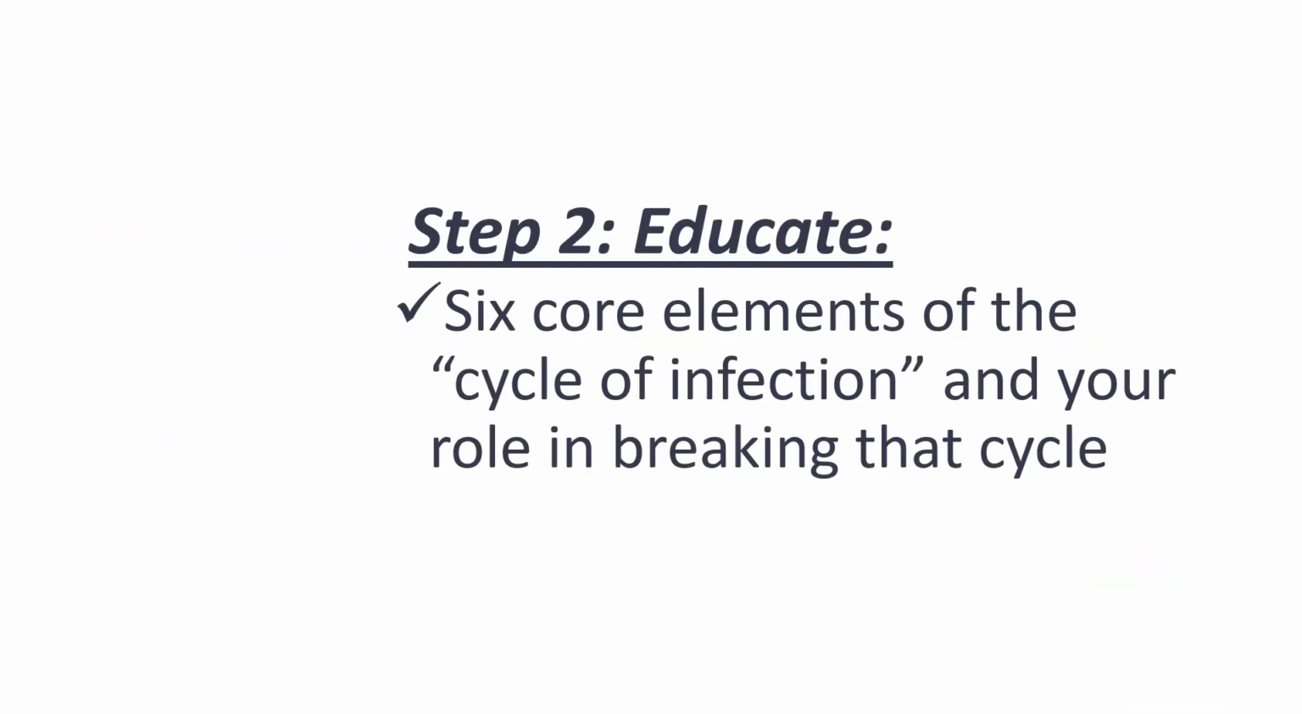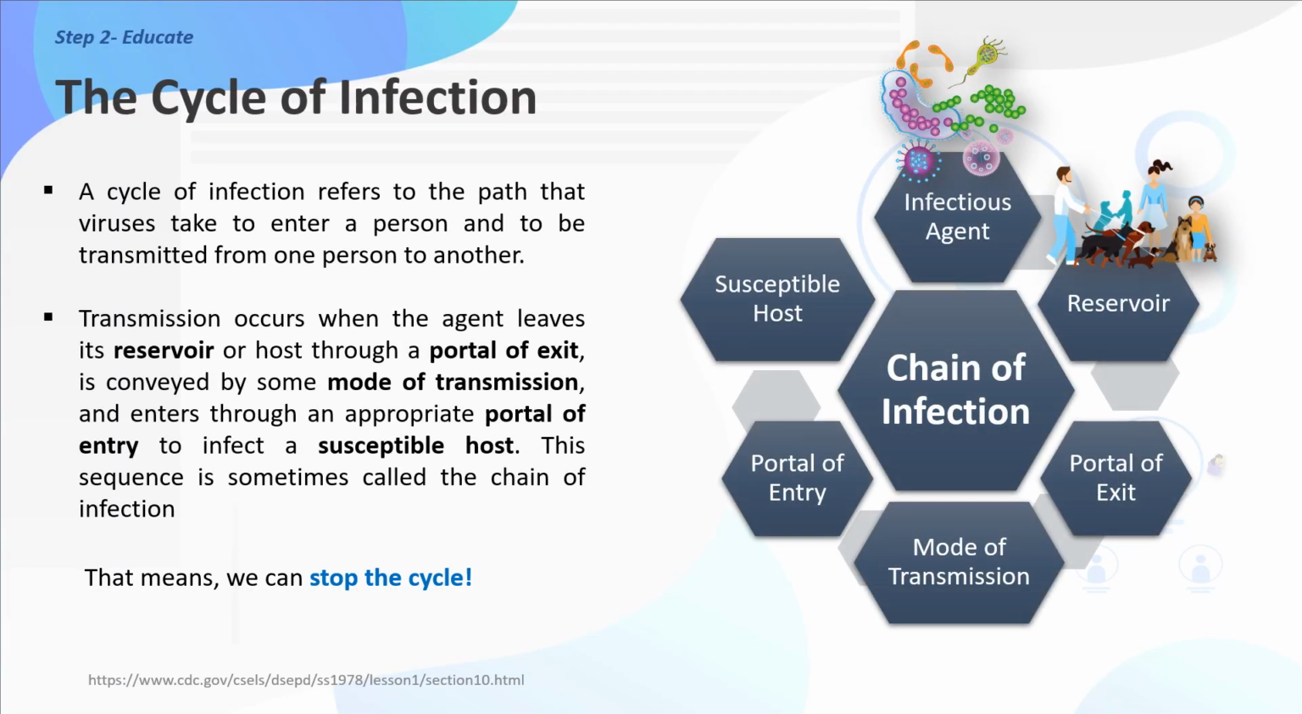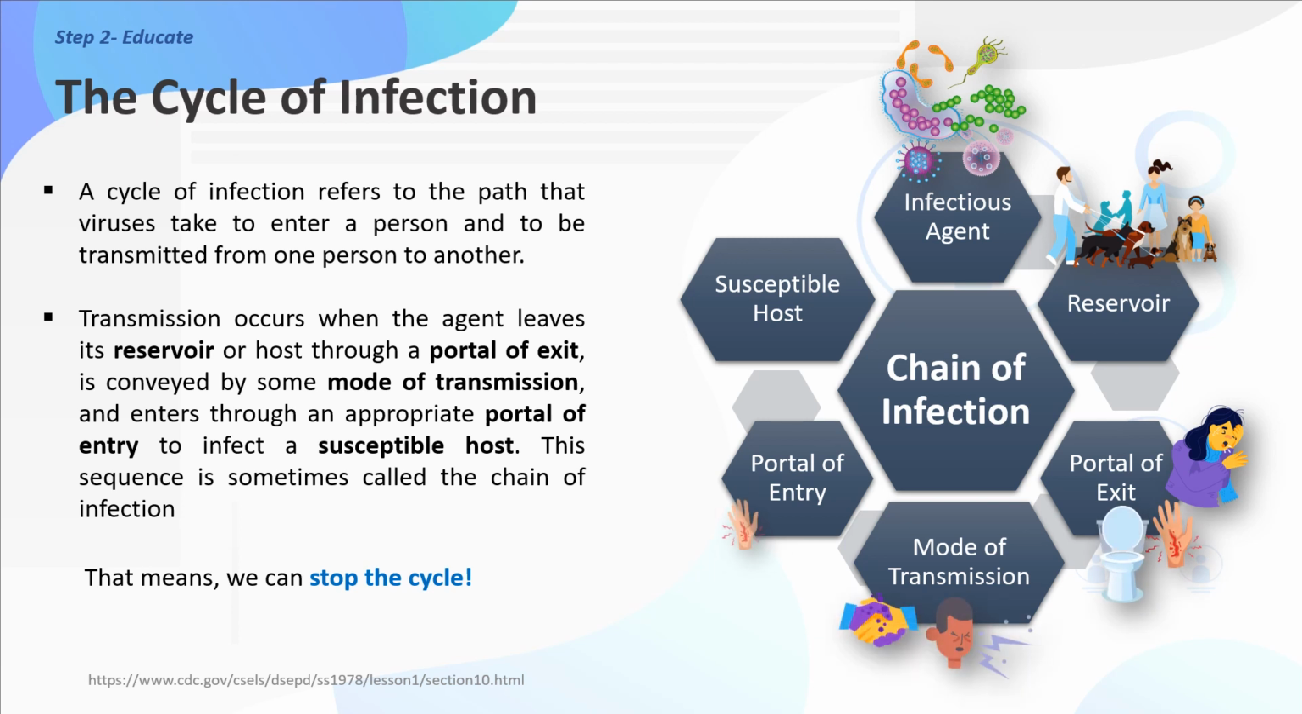Step 2. Educate. 6 core elements of the cycle of infection and your role in breaking that cycle. The cycle of infection refers to the path that viruses take to enter a person and to be transmitted from one person to another. Transmission occurs when the agent leaves its reservoir or host through a portal of exit, is conveyed by some mode of transmission, and enters through an appropriate portal of entry to infect a susceptible host. This sequence is sometimes called the chain of infection.